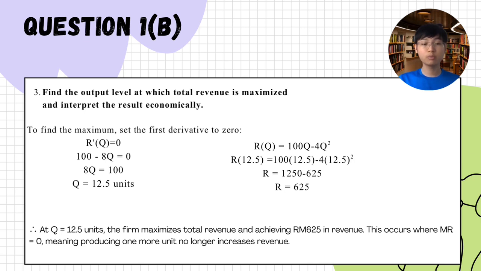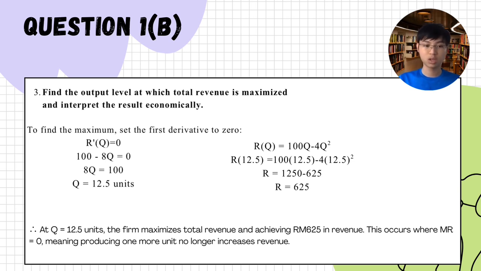Third, find the output level at which total revenue is maximized and interpret the result economically. To find the maximum revenue, we set the first derivative to 0. Therefore, 100 - 8Q = 0, 8Q = 100, Q = 12.5 units. And we substitute the 12.5 units into the function R(Q) = 100Q - 4Q^2, and we get a revenue of 625.